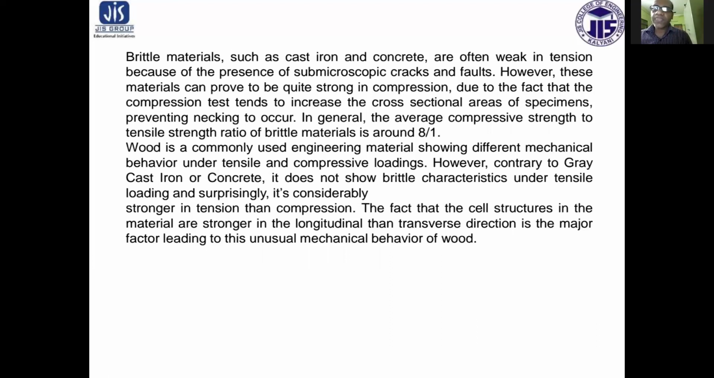Brittle materials such as cast iron and concrete are often weak in tension because of the presence of submicroscopic cracks and faults. However, these materials can prove to be quite strong in compression, due to the fact that the compression test tends to increase the cross-sectional area of the specimen, preventing necking from occurring. In general, the average compressive strength to tensile strength ratio of brittle material is around 8:1.